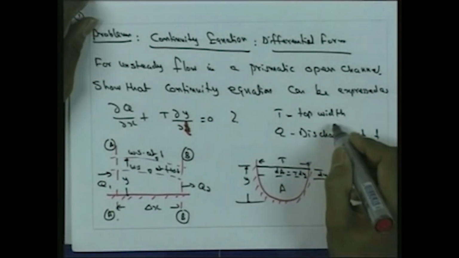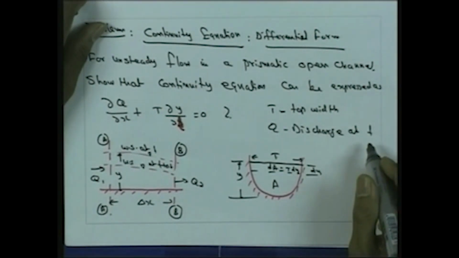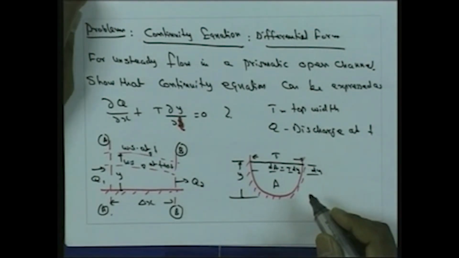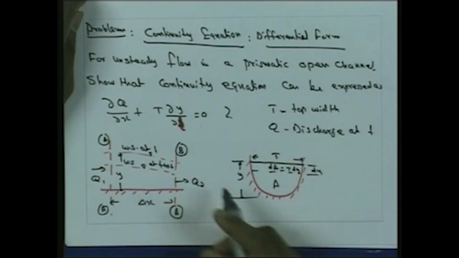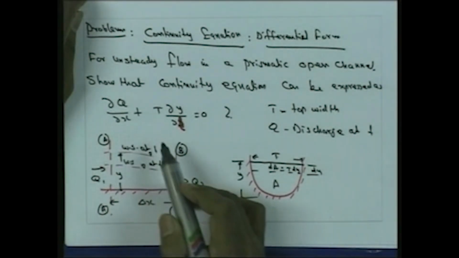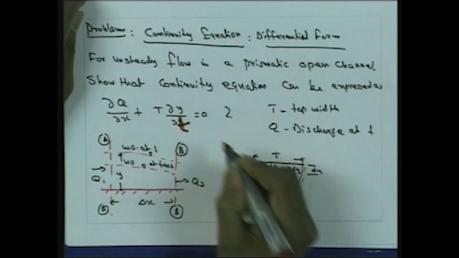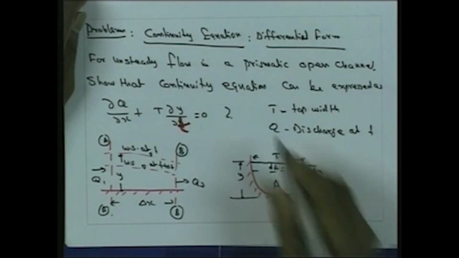Where t is the top width of the channel which is considered, q is the discharge at time t, and x and y are the directions as shown in this figure. So we want to derive the unsteady flow equation, or we want to show that if q is the discharge flowing through a channel, del q by del x plus t into del y by del t is equal to 0 with respect to the continuity equation.